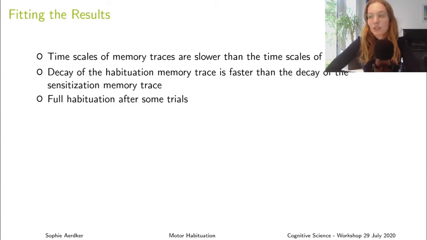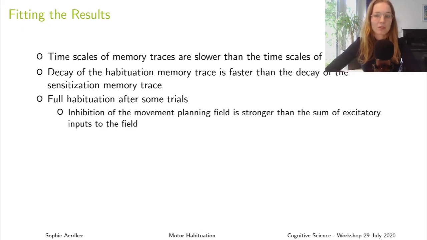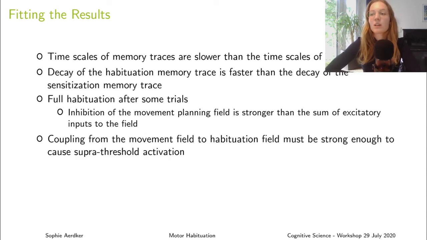We have full habituation after some trials. That means that toddlers would refuse to move the lever without being influenced by their parents. And so, we know that inhibition of the movement planning field must be stronger than all excitatory inputs to it. We have that the coupling from the movement field to the habituation field must be strong enough to cause superthreshold activation. Otherwise, there would be no habituation. And this gives us that the coupling must be stronger than the resting level of the habituation field.